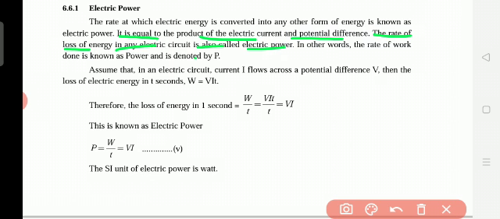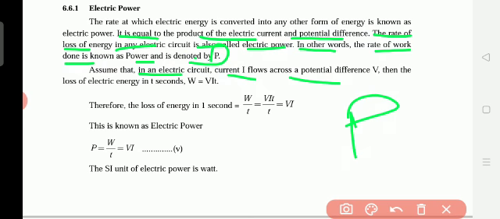So the loss of energy from the bulb, when we touch it after some time, it is hot. Yes, a mobile also, after charging for some time, is hot. So that loss of energy is also electric power. In other words, the rate of work done is known as power and is denoted by P. So electric power is denoted by what? Capital P.